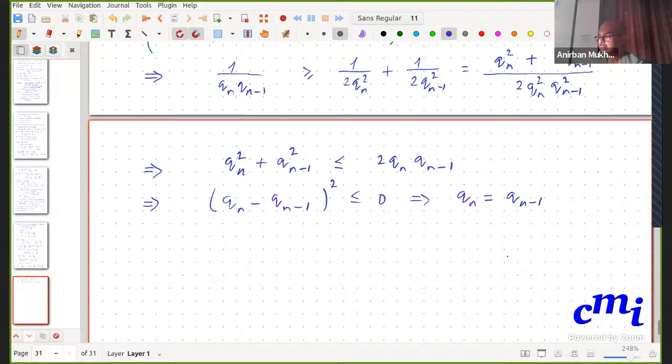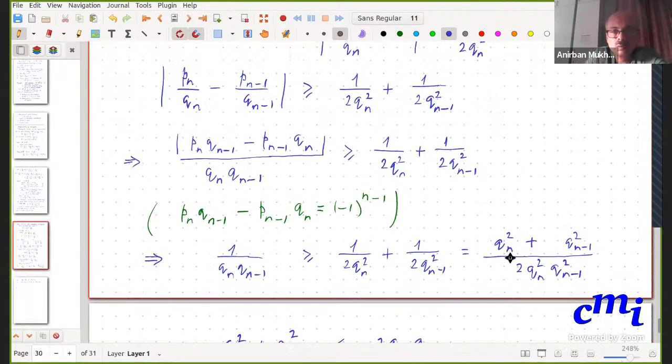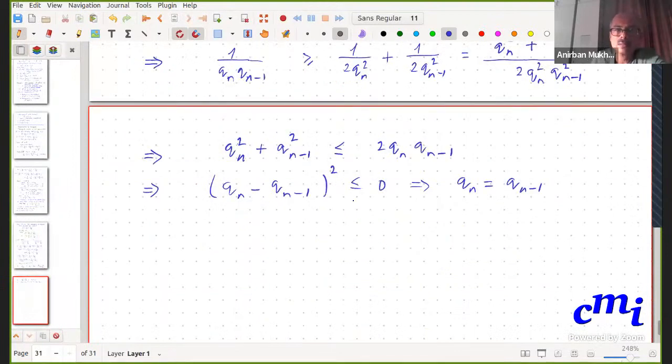And then that's a contradiction. That cannot happen. So it is a contradiction. Actually, for the n equal to 0 case, it might happen, but then you can show directly that that's not the case. So what we have proved is, so that's a contradiction. Let's write that. So that is a contradiction.